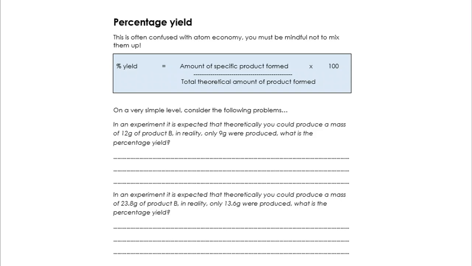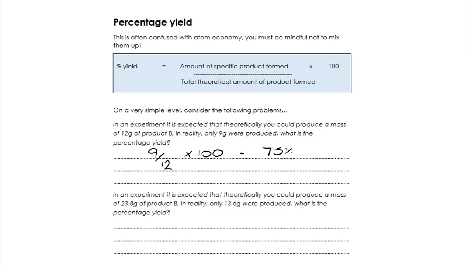Moving on to percentage yield, and again we've got in the blue box how this is carried out, and we've got 2 really simple examples that don't feed into much chemistry. We make 9 grams, we expected 12, what's the percentage yield? Have a go at these 2 questions and then we'll review.